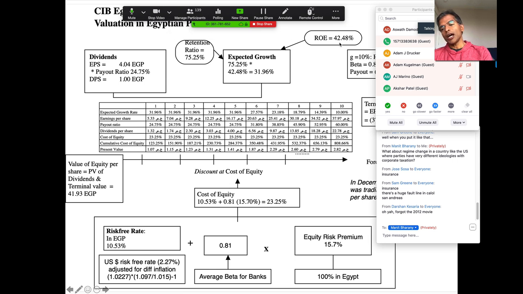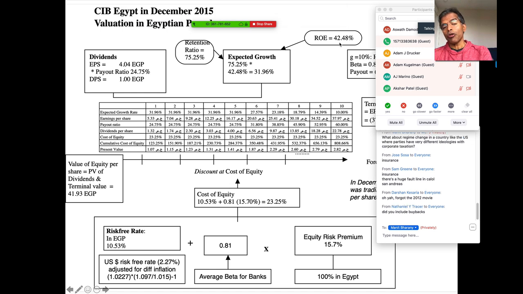CIB has a sky high return on equity. But again, remember, these are all in Egyptian pounds. Retention ratio times return on equity gives me a growth rate of 32%. Dazzling growth, but again, it's an Egyptian pound growth rate. It's a good bank, but not as good as it looks based on the pure numbers.